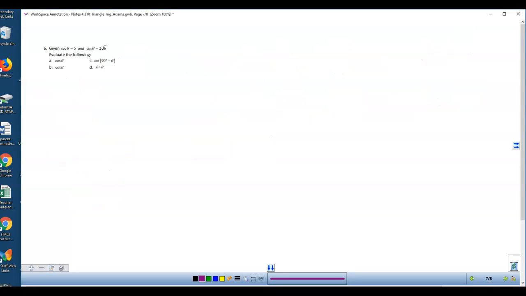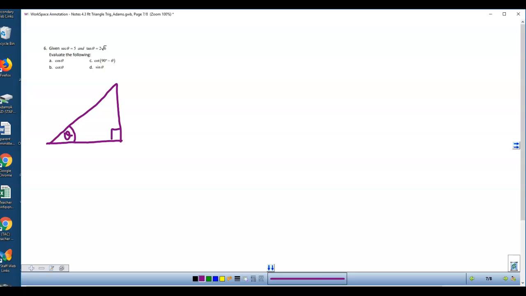All right, number 6. Given secant of theta equals 5 and tan of theta equals 2 root 6, evaluate the following. So you're going to have to use both pieces of information to actually get your triangle. So I'm going to draw my triangle. And again, I'm always going to identify my right angle and where my theta is going to be, and I'm going to put it down there. I know you don't always have to put it down there. It's just kind of a habit, but that's okay.